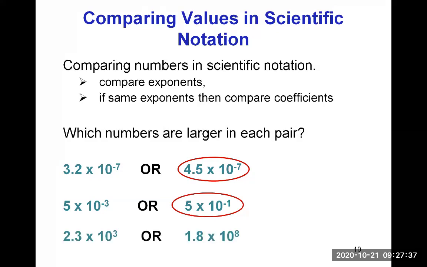Let's compare 2.3 times 10 to the third or 1.8 times 10 to the eighth. Again, compare the exponents only, and we have 10 to the third and 10 to the eighth. 10 to the third means you multiply 3 times by 10. 10 to the 8 means you multiply 8 times by 10. So multiplying 8 times by 10 will definitely be a larger number, whatever the coefficient is. So that's going to be the largest number between the two.